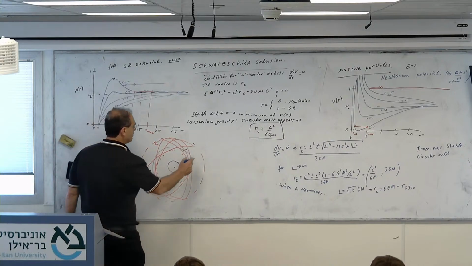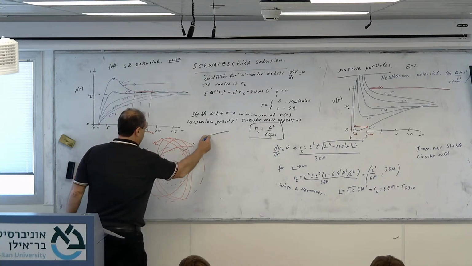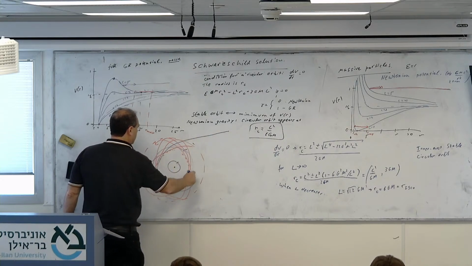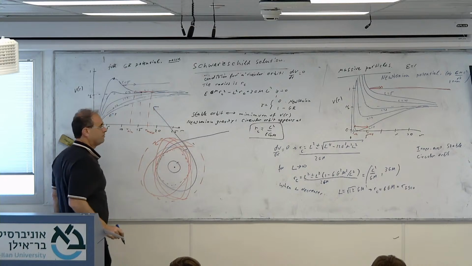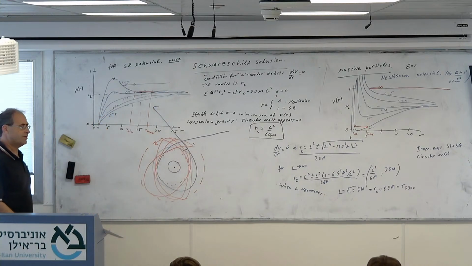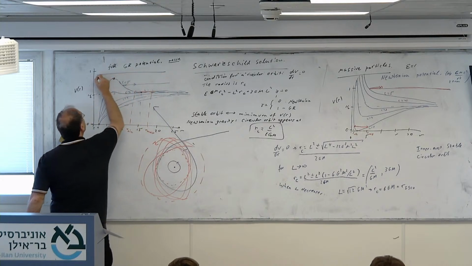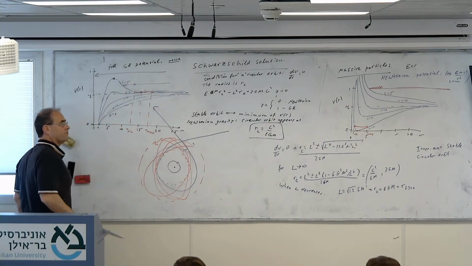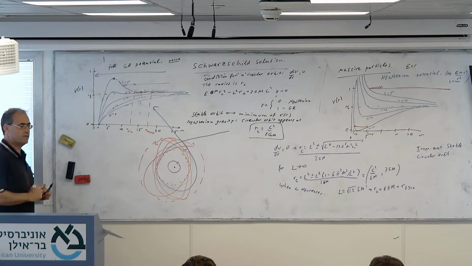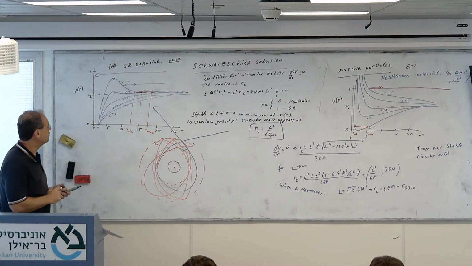You could have a situation where a particle comes in, we rotate and move out. That's a possibility. And then of course we have a situation of an unbound orbit that goes like that. Of course, this is something that does not exist in Newtonian physics and Newtonian mechanics. How would an orbit like that look?